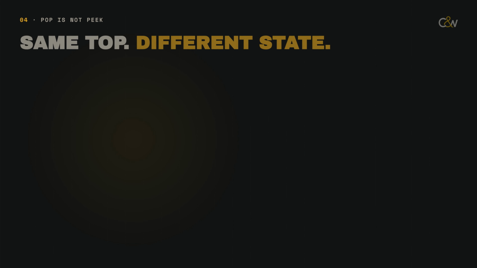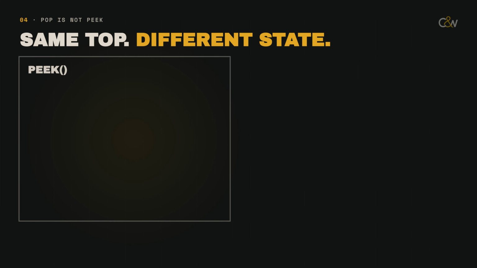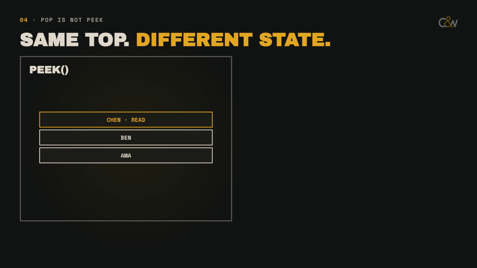To remove the top item, we pop. With Amma, Ben, and Chen stacked in that order, pop returns Chen and removes it. Ben becomes the new top. Sometimes we only want to inspect Chen without changing anything. That operation is called peek, and some languages call it top. Peek answers, what is available next? Pop answers the same question and then consumes the answer.